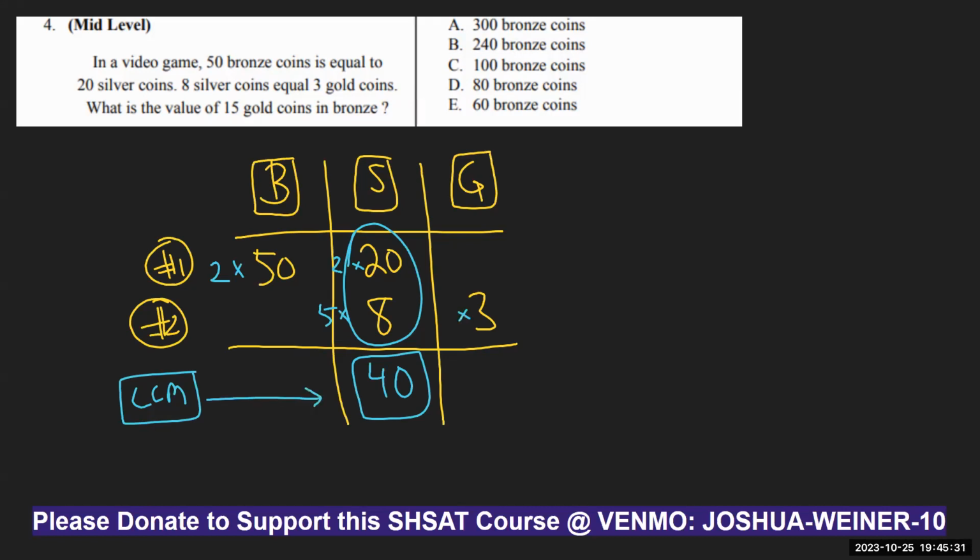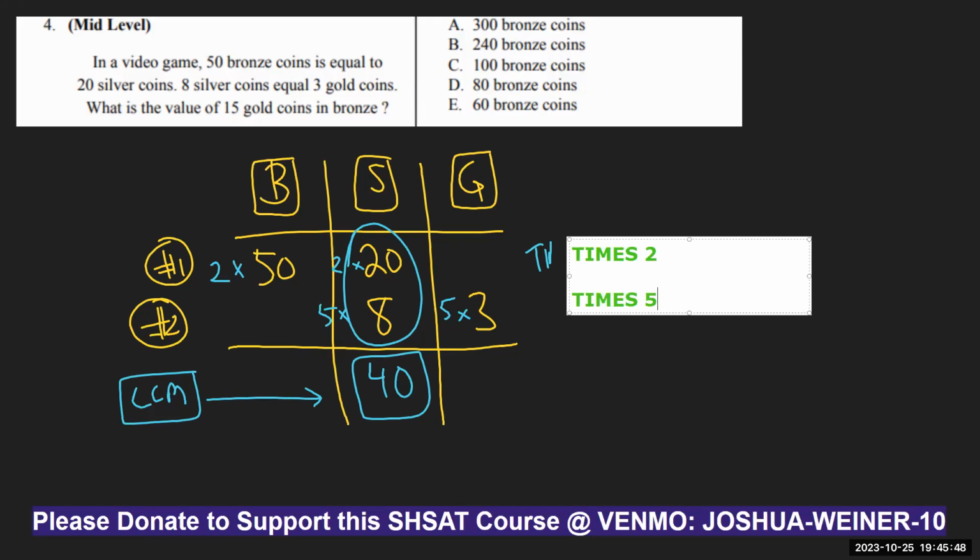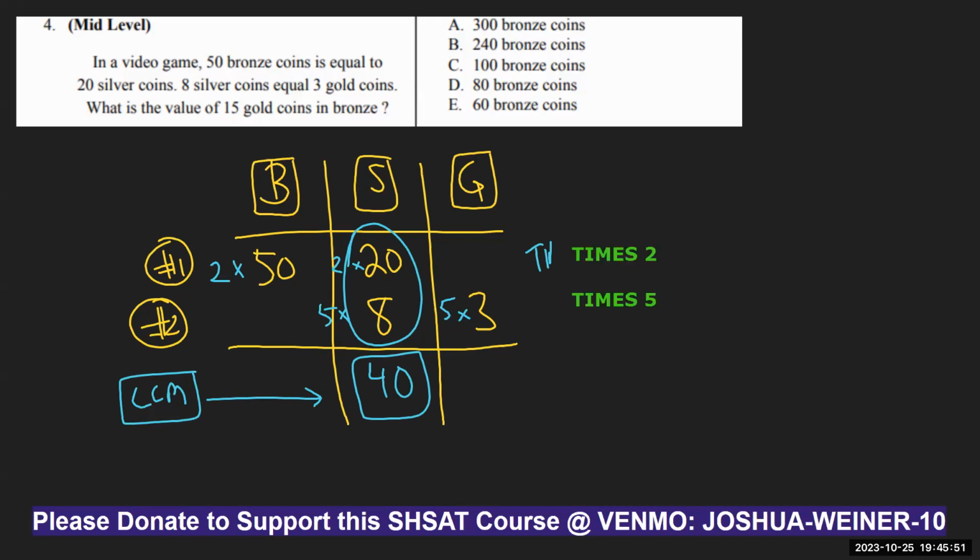But we have to then do this row times 5, right? So whatever information is in row number 1, we do times 2. And then for this row, we do times 2. And for this row, we're doing times 5, right?